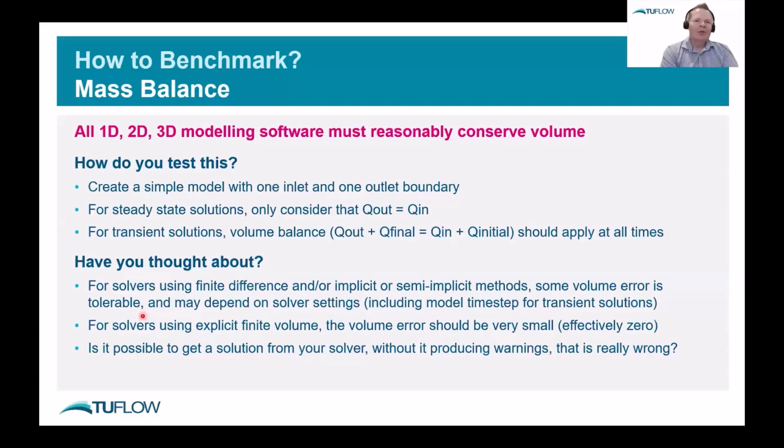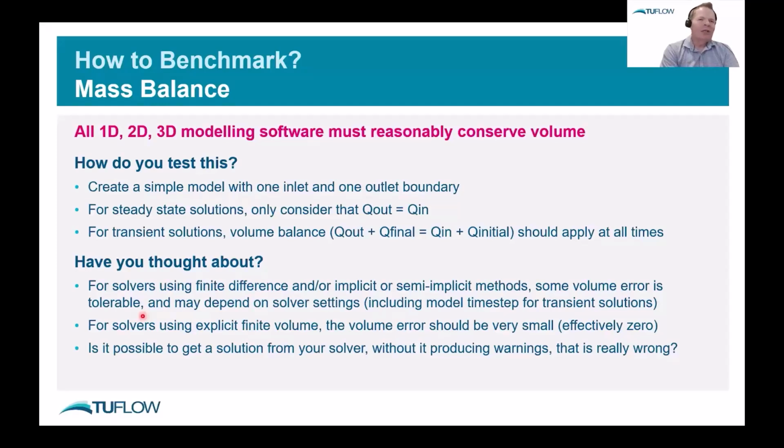Now, some solvers use an implicit scheme and some solvers use an explicit scheme. An implicit scheme, and possibly those also with the finite difference spatial gradient calculations as well, can come up with a small amount of volume conservation error or mass balance error just by the nature of the scheme. And that's a bit hard to avoid. But again, you need to make sure that the solver settings are adjusted so that at least 99% of the water is tracked and accounted for. You don't want to be losing 10% of it.